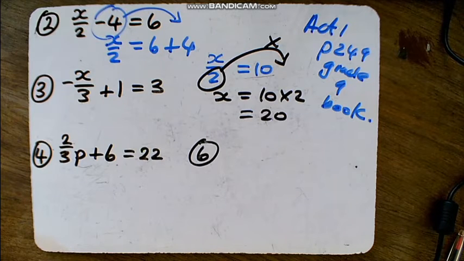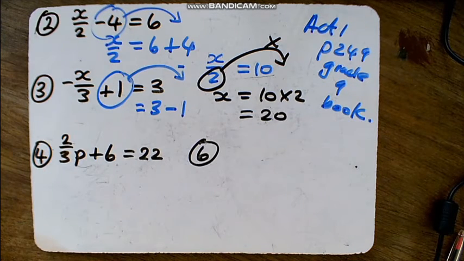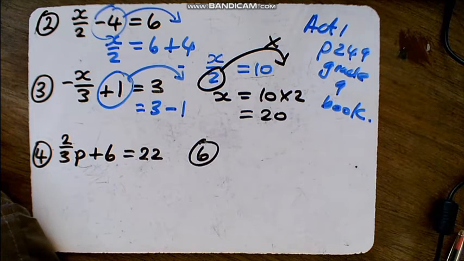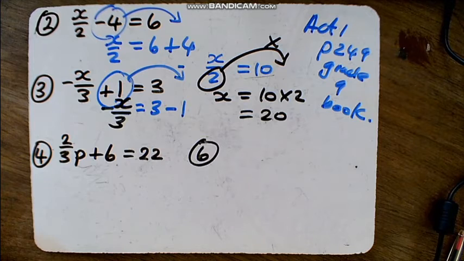The first thing to do would be to move the plus 1 over from the left hand side to the right hand side. Right, class? So the plus 1 will become minus 1. 3 minus 1. You agree? On the left hand side, we will still have minus x over 3. So we will end up with minus x over 3 equals 2.